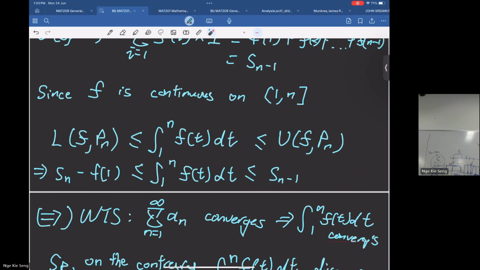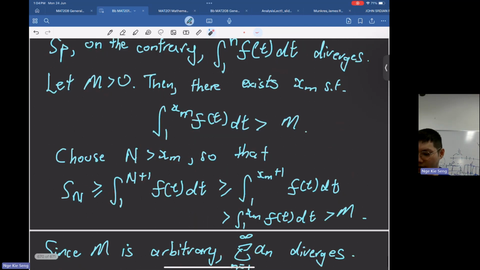Does it make sense? Because what is Sn here? Sn here are all positive terms. As long as you can show that Sn is a series of positive terms, its partial sum increases, and it is bounded above by the integral, so it's a bounded monotone sequence, so the n-th partial sum must converge. Let me write this down.